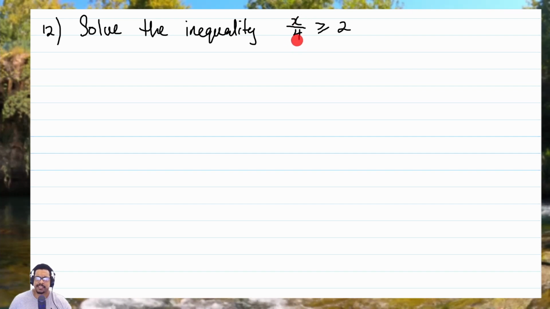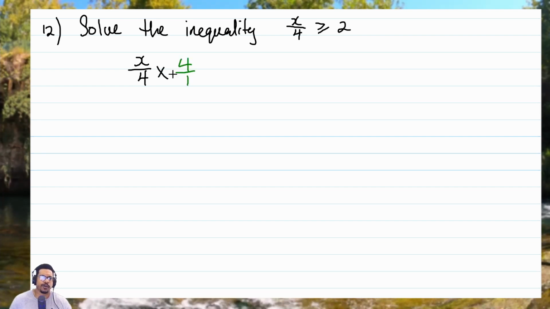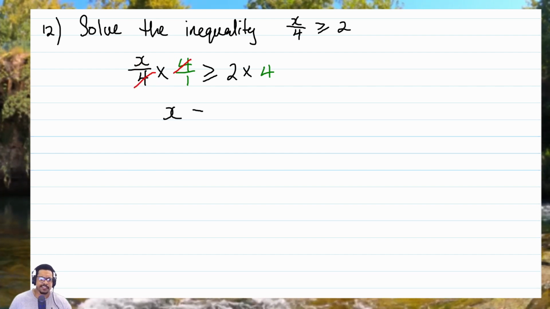So I must multiply this left-hand side by 4, which means I must also do the same thing to the right-hand side of the inequality sign and multiply it by 4 as well. So I'll have x over 4 multiplied by 4 over 1, which is greater than or equal to 2 multiplied by 4. So again, these 4s will cancel out each other. So all that will remain on the left-hand side is x. So I'll have x is greater than or equal to 2 times 4, which is 8.